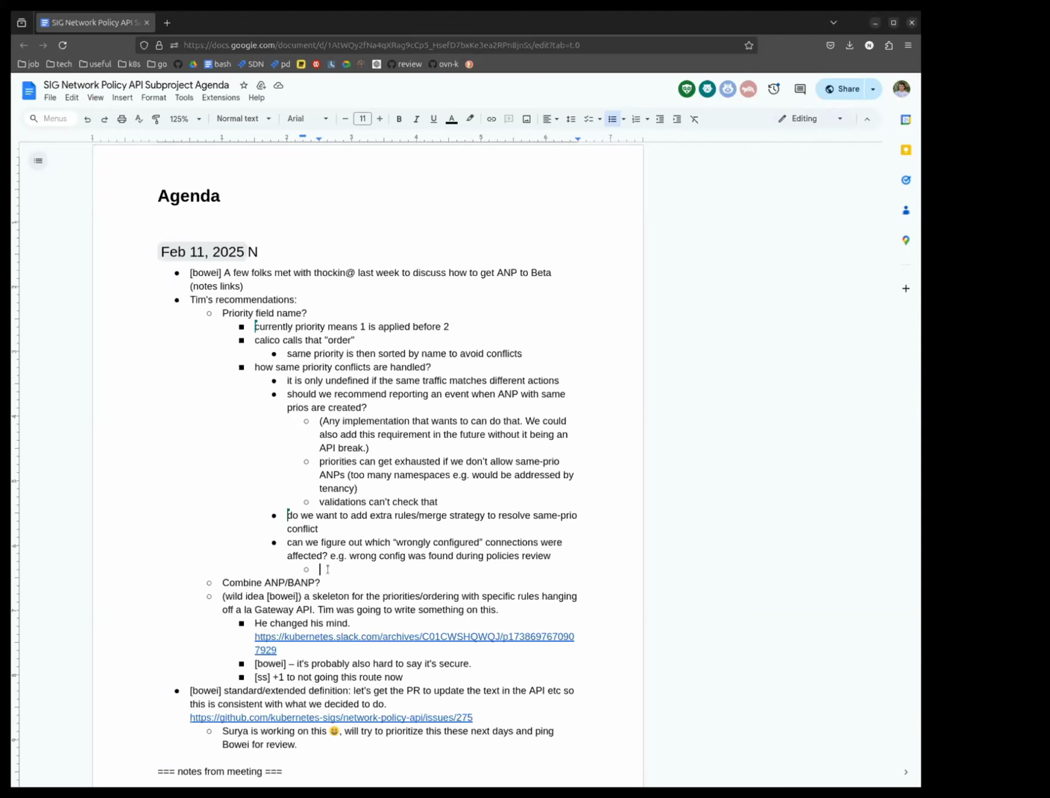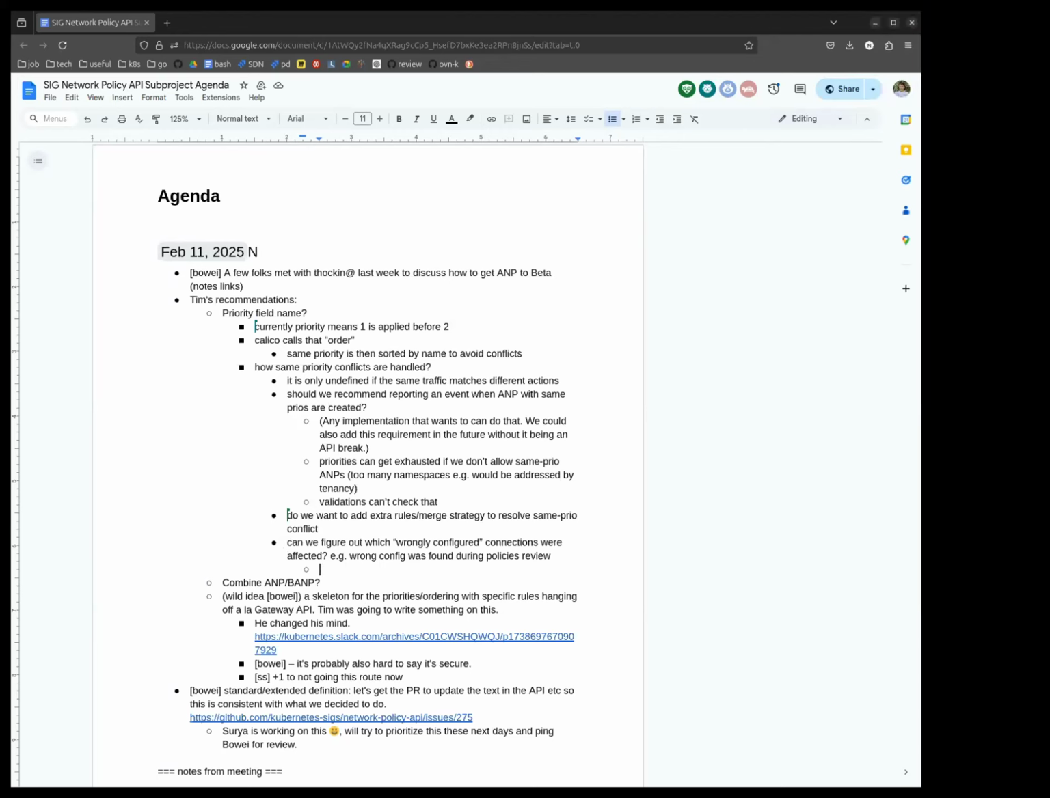And then the affected connections would be all connections from that wrongly configured ANP. If this ANP happens to be at the same priority with another ANP, the answer is still all connections from that ANP are probably affected. I think that's fine. That one is very clear, right? You write the postmortem, you say all connections are affected, this and that. Within the same priority and all the conflicts, it seems very easy for people to mess up potentially.